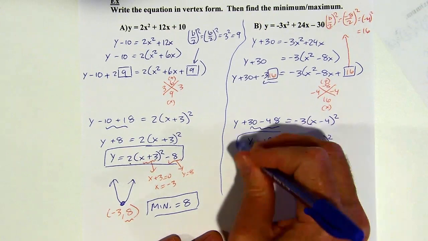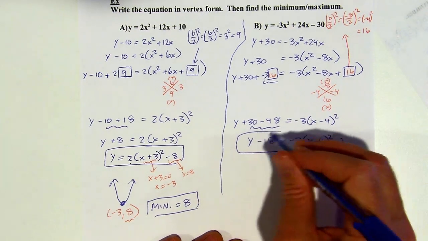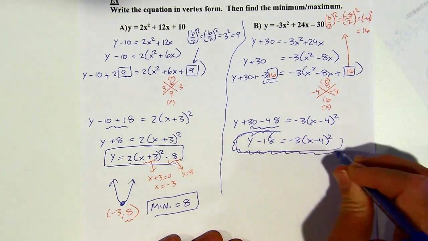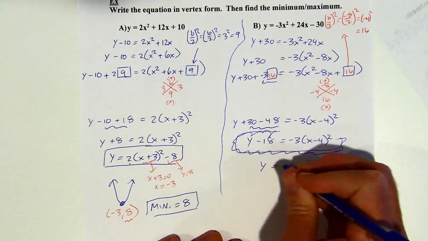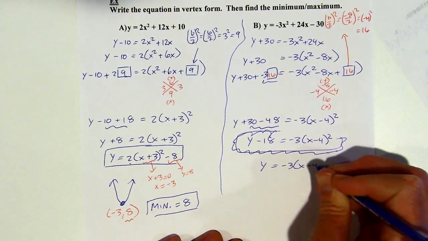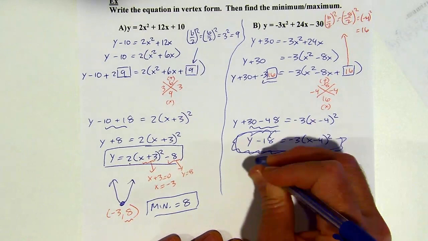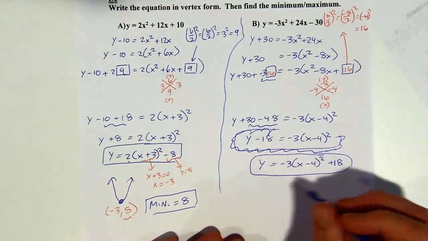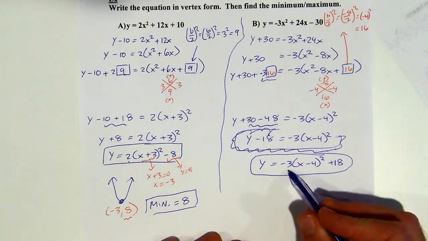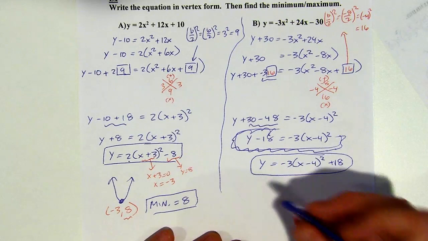Okay, so phase 1 is complete. Oh, it's not complete yet. I need to move the 18 over. I was getting ahead of myself there. So let's move the 18 there. Now this is in vertex form. Okay, so then this one is going to open downwards because that a is negative.